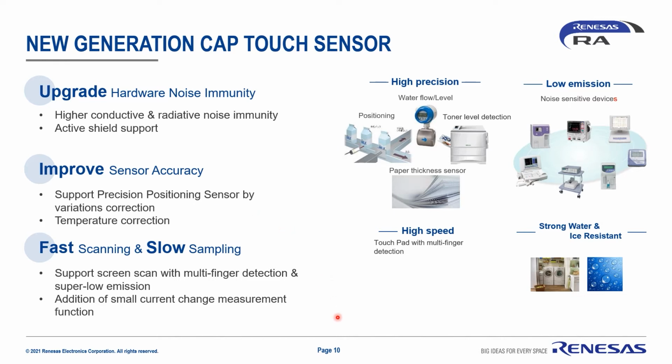And on this latest generation, we support fast scanning and slow sampling. We are able to detect multiple fingers at the same time, thanks to our hardware multiple detections. We also improved the fast scan due to some hardware changes. Now we will see that we can also use our technology for touchless or material detection applications.